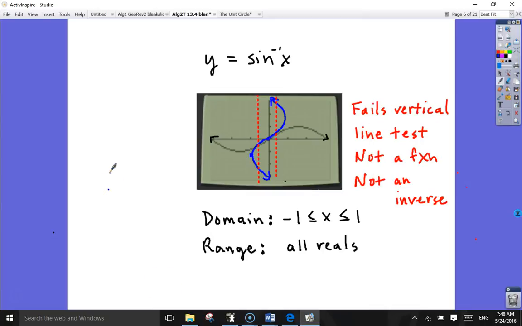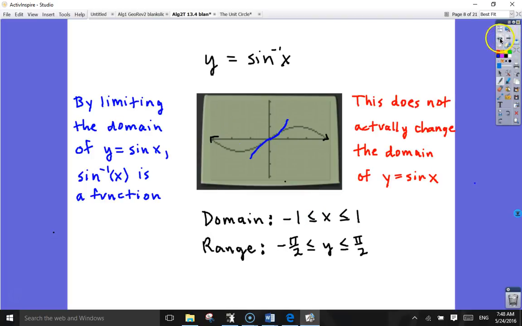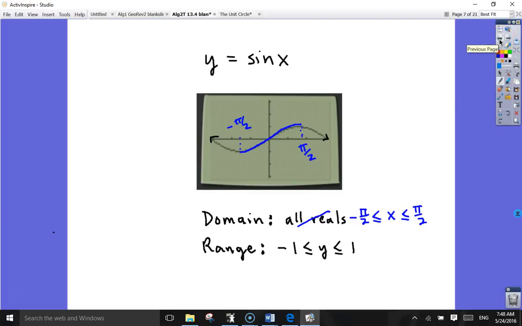So bottom line, we've learned that if we don't do something about the domain and range of the sine function, then we don't really have an inverse. So we're going to do something about that. And that is, instead of taking that entire wave from negative pi to pi, we're just going to take the piece from negative pi over 2 to pi over 2, where I've highlighted in blue right there. So the domain now for the sine function is not all real numbers. It's just negative pi over 2 to pi over 2. The range is still negative 1 to 1. So by limiting the domain, we didn't change the range. That's important.